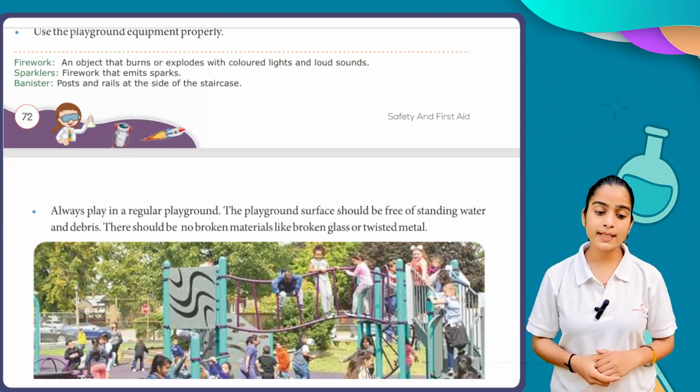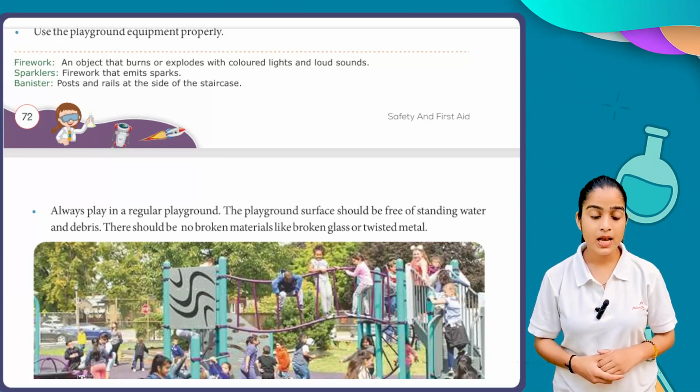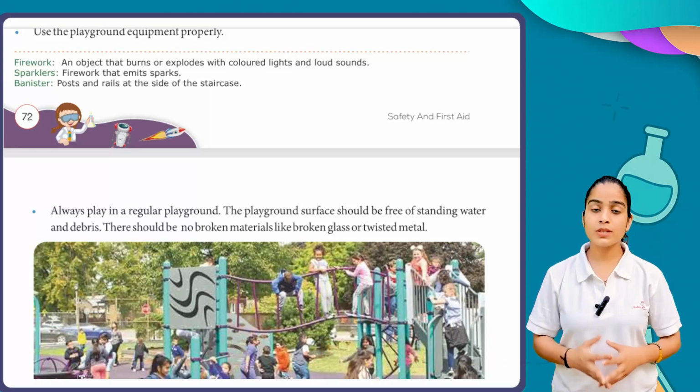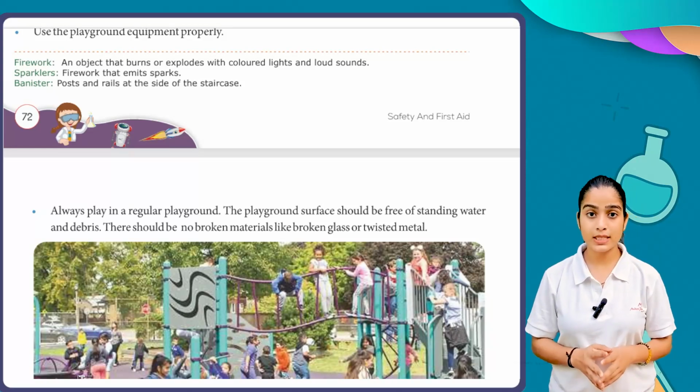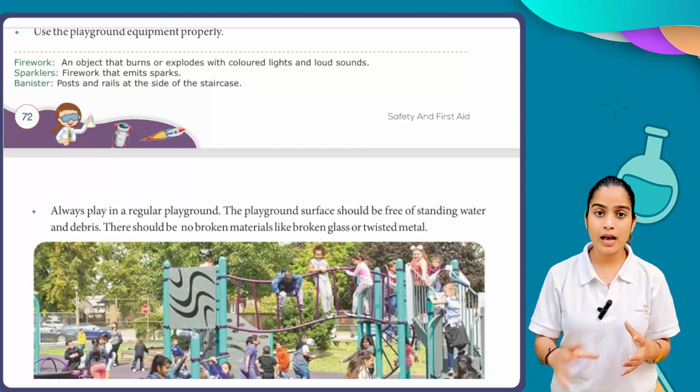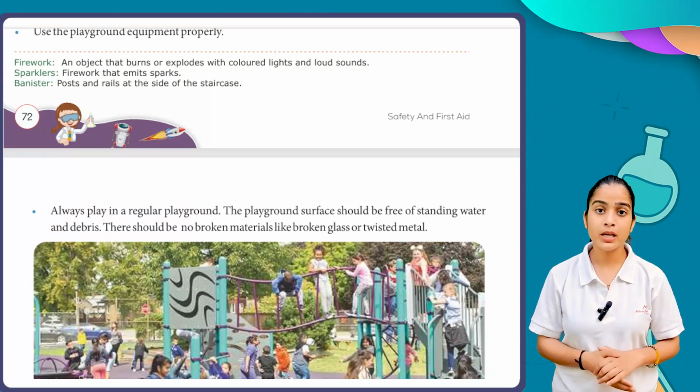Okay, always play in a playground. The playground surface should be free of standing water and debris. There should be no broken materials like broken glass or twisted metal. So always keep in mind, where you play, you have to consider that the place is clean and there is no collected water or any kind of broken glass or metal, otherwise you will be hurt.